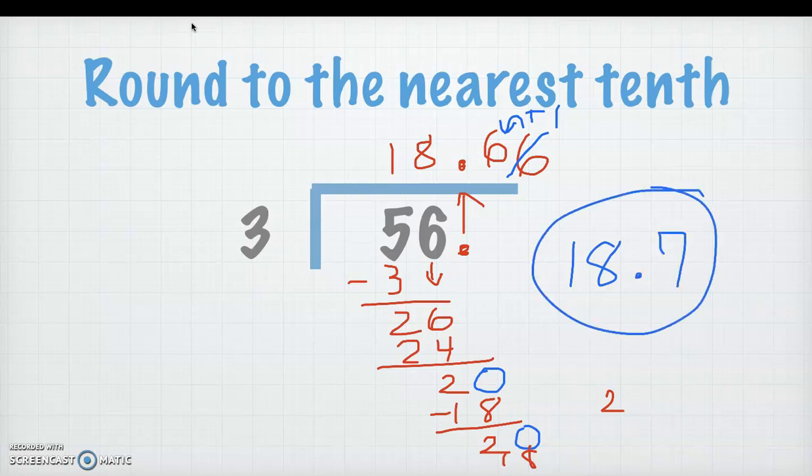As you can see, whenever they're asking me to round to a tenths place, I'm going to divide all the way to the hundredths place, and then I am going to round. If your last number is 5 or greater, you drop that number and add 1 to the previous number. If it is less than 5, you're just going to drop that number. Now let's go ahead and move on to our next example.